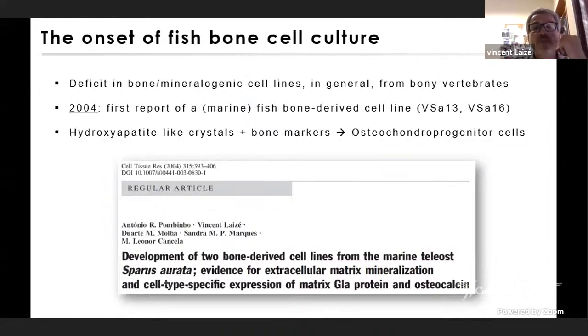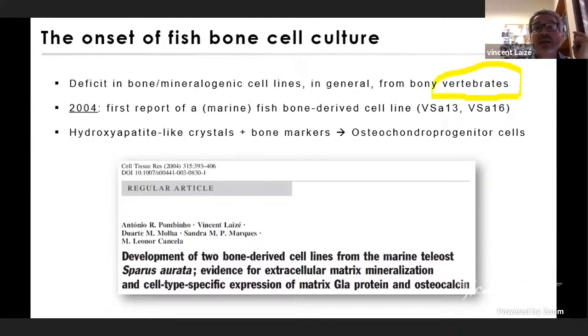Okay, just to give you some historical data about fish bone cell culture. I told you before, there is a deficit in cell lines that have been derived from bone and that are capable of in vitro mineralization. I told you it's 12 cell lines out of 717 cell lines. So most of the cell lines that are available from fish are from soft tissue. And this is not a situation actually which is only related to fish. It's also for most of the vertebrates.